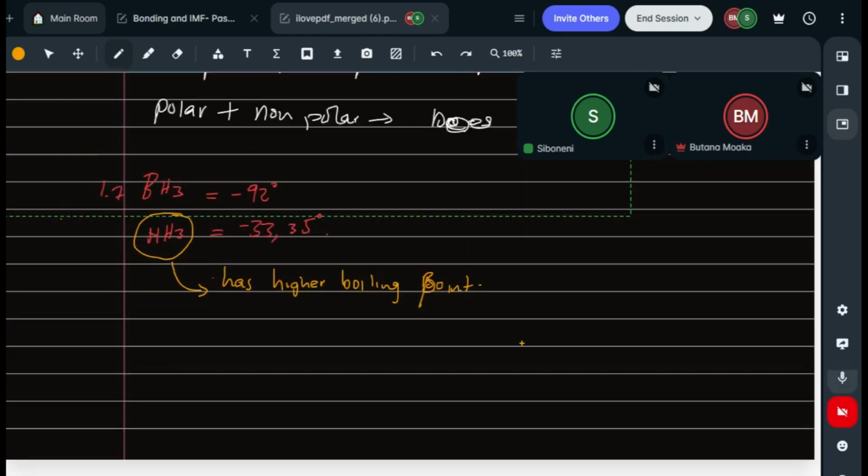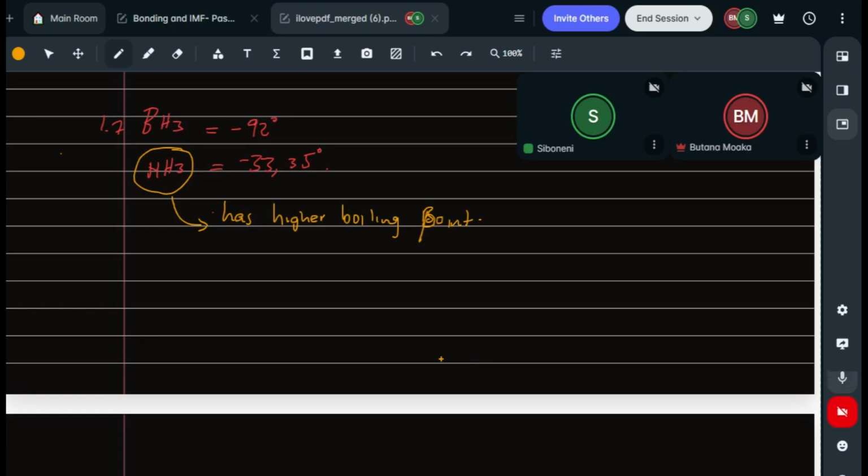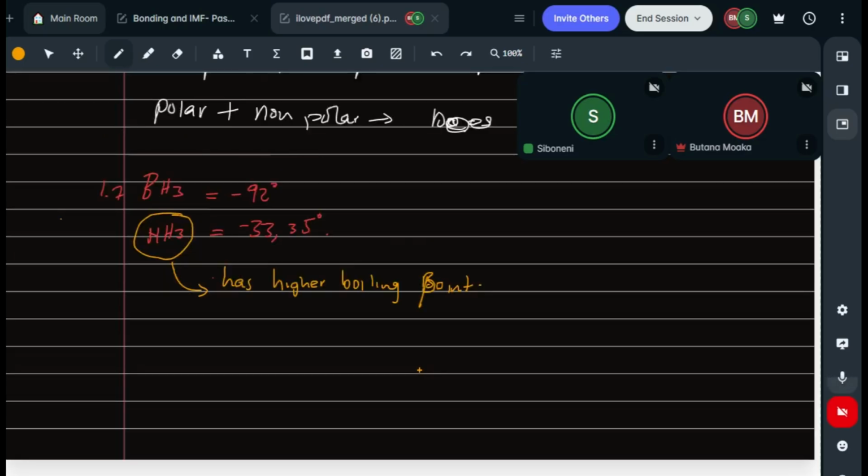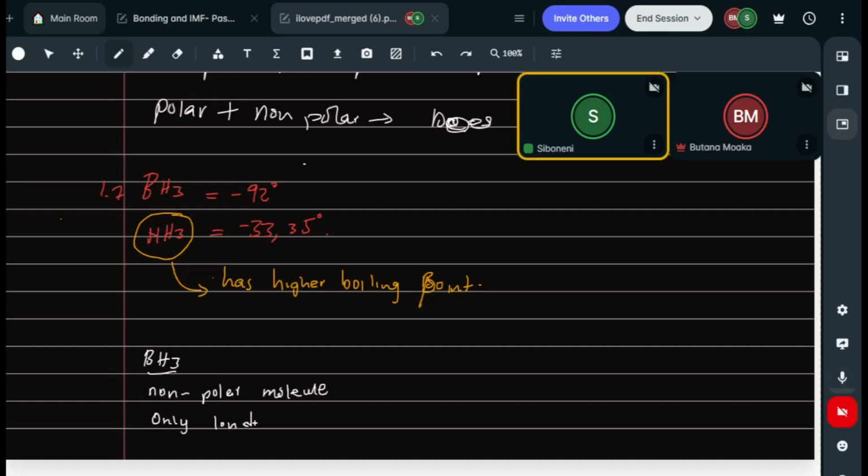You look at this, né? You see the BH3. So if we analyze this step by step, what can I say about the BH3? I know that this is a non-polar molecule, right? Yes. And then the BH3 will have only what? London forces. And then it's weak. Okay?